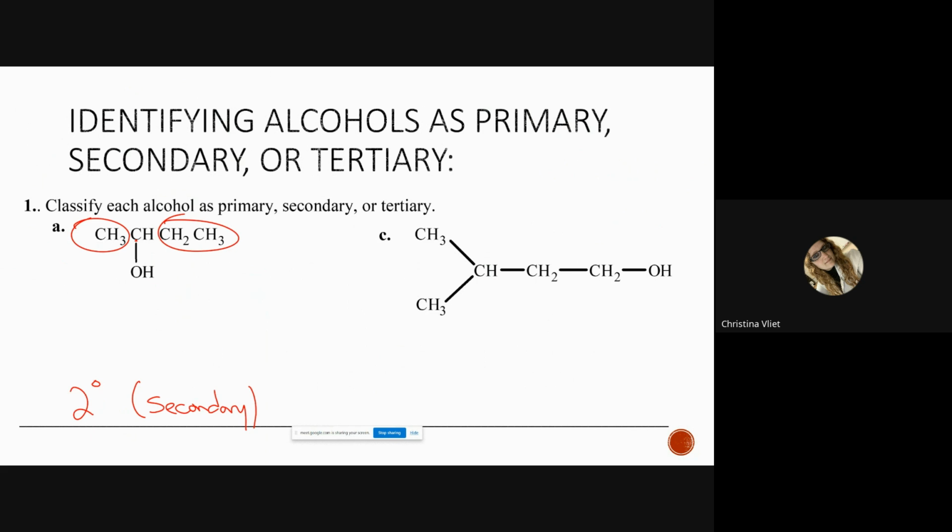What about this one? So we've got the OH. This is the carbon we have to check, right? To the left, that's actually only 1. Even though it looks like a lot, this carbon's only directly connected to one carbon coming out one direction. So this is primary.